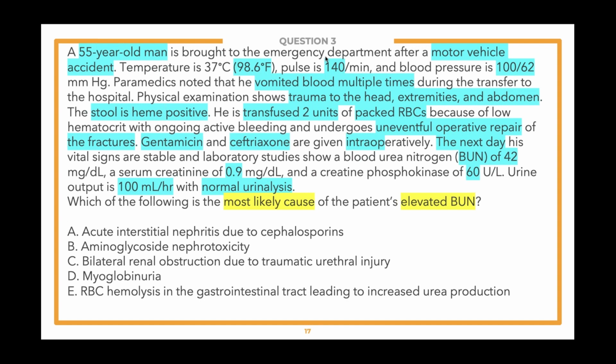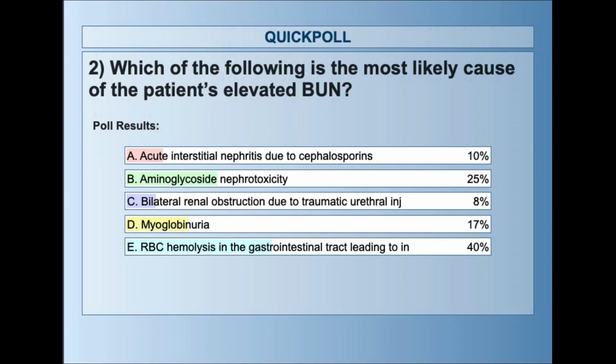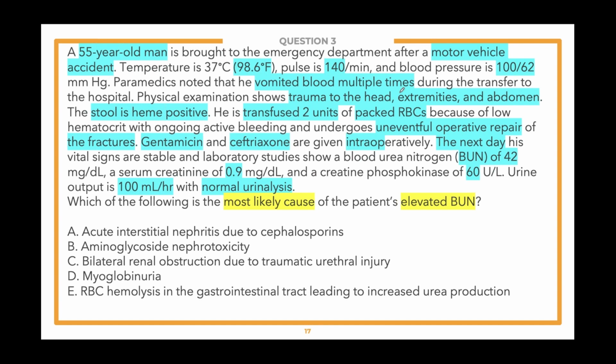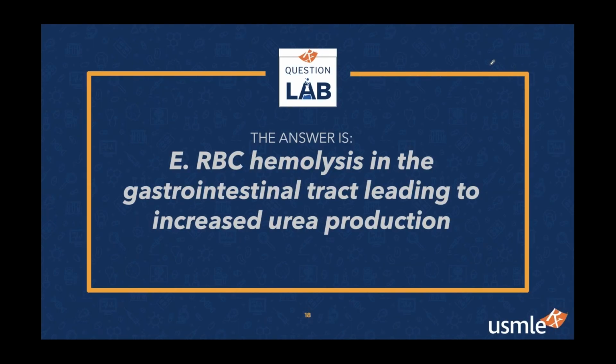40% of you selected RBC hemolysis in the gastrointestinal tract leading to increased urea production. And 25% of you selected aminoglycoside nephrotoxicity. So let's take a look and see what the correct answer is. And the correct answer is indeed E, and 40% of you got it right. So once again, challenging question, but good job. Let me hand it back over to Paris. Thank you, Sean. Yes, great job on this question as well.